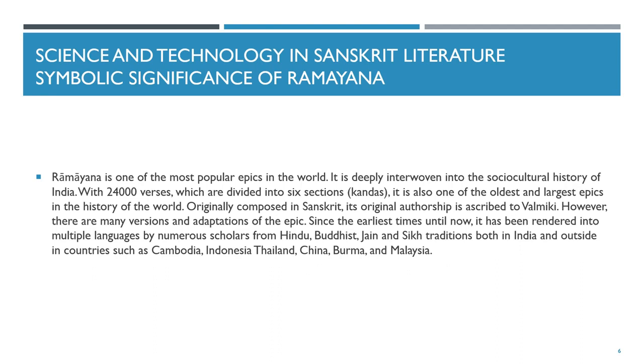So it is one of the most popular epics we know, and it is deeply interwoven into the socio-cultural history of India. It has 24,000 verses, and it is divided into six sections or kandas we say. It is also one of the oldest, largest epics in the history of the world. Originally composed in Sanskrit language, its authorship is ascribed to Valmiki. However, there are many versions and adaptations of the epic.